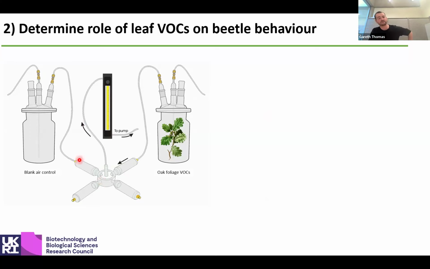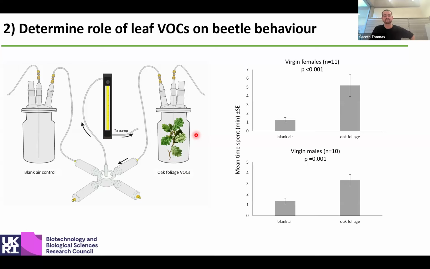In this experiment, we used our control, which was just blank air within this glass chamber, and our treatment, which is the oak foliage volatile. So we just took a set of leaves from a healthy tree in the first instance, just to show that the beetles move towards the smell of the healthy oak foliage. As I say, these outputs are the amount of time that the beetle spent in each arm. We tested virgin females and virgin males and found that both spent a significantly greater amount of time in the arm where they could smell the oak foliage compared to the blank air controls.